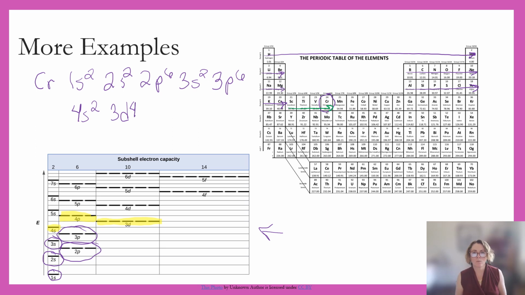You do definitely want to make sure that you write it out in the order that you went and filled it in. So I would absolutely write out 4s2 first and then 3d4. That would be the correct way to write this out. You are less likely to make a mistake if you do that. Don't try to put the D in front of the S. That's a bad idea. You're more likely to make a mistake that way. So go exactly the order that you went to fill that up.